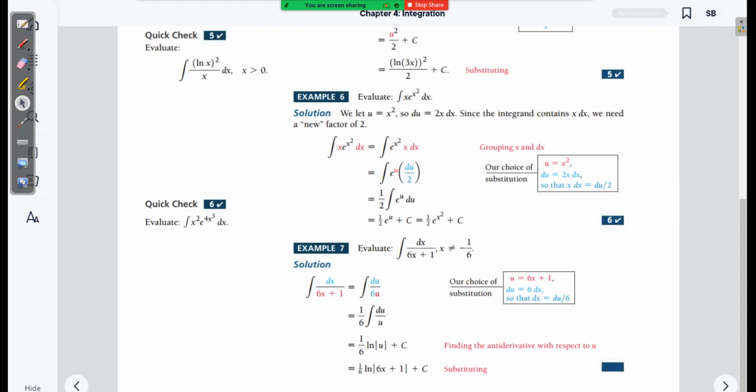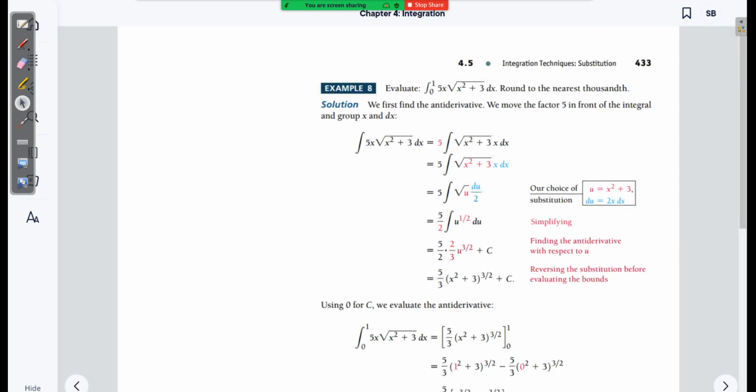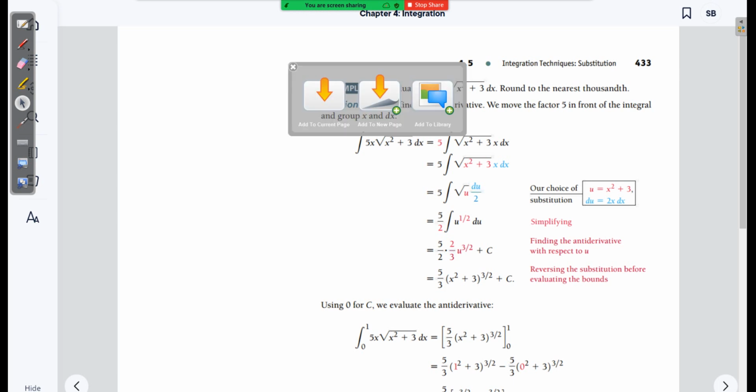So this is slightly more complicated than what we're used to, but I do feel like you guys are in this class for a reason, so you'll get it. Example 8. All right, so now we're going to be doing a definite integral. Right? Definite meaning we have actual points on the integral that I need to calculate.